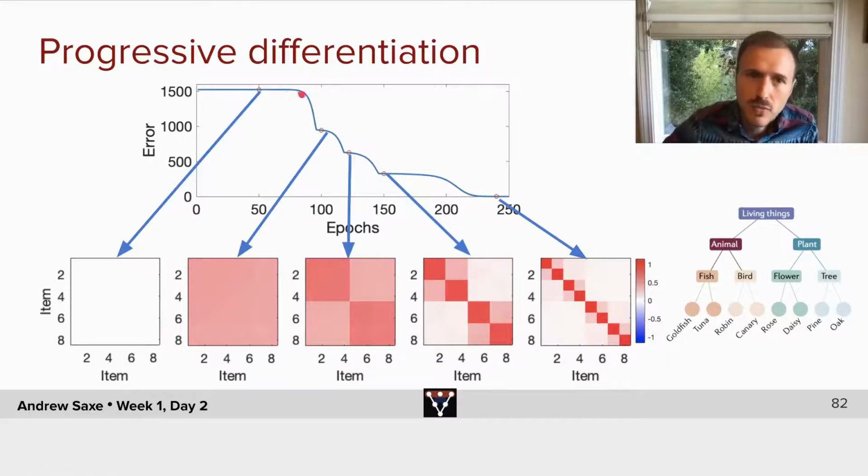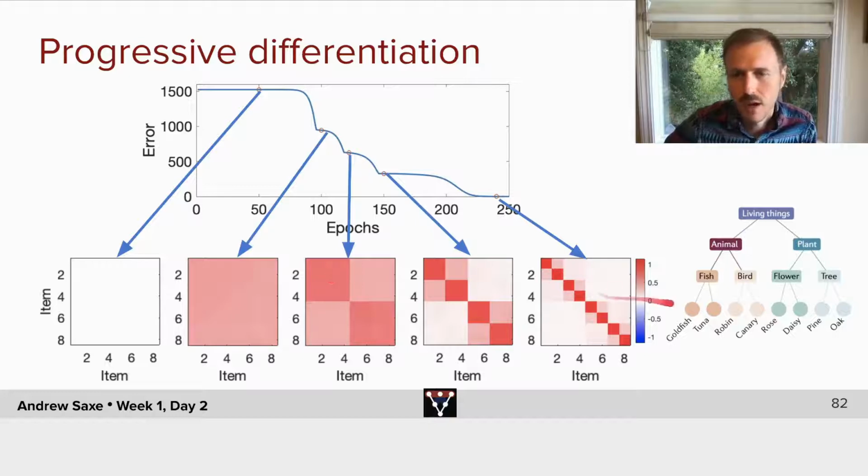And then after this first transition, we can see that all of the items have become similar to each other. So we just get a block of similarity structure. This corresponds to learning what they all have in common, so features that are held by all living things. Then after the next transition point, you'll see that we now have these big block structures.